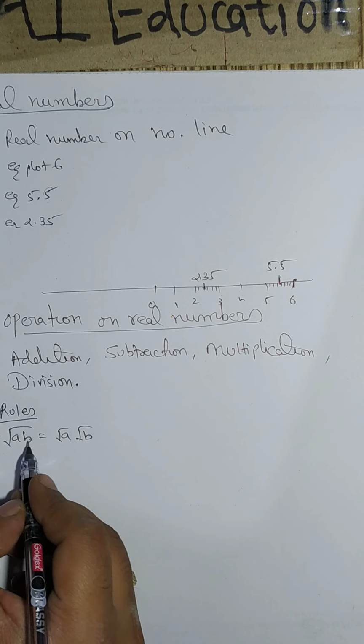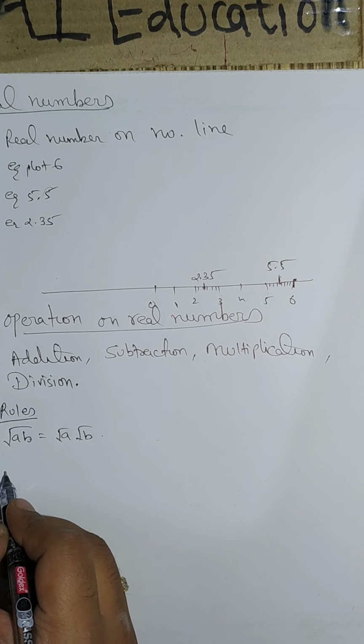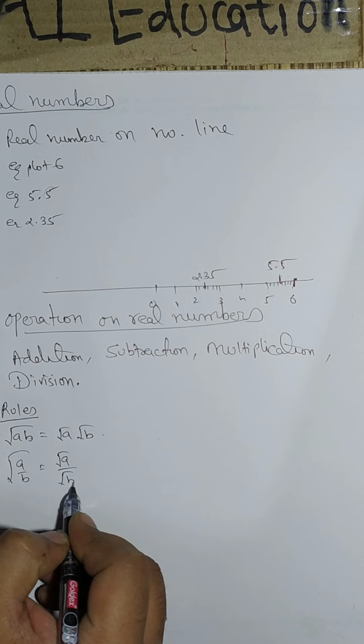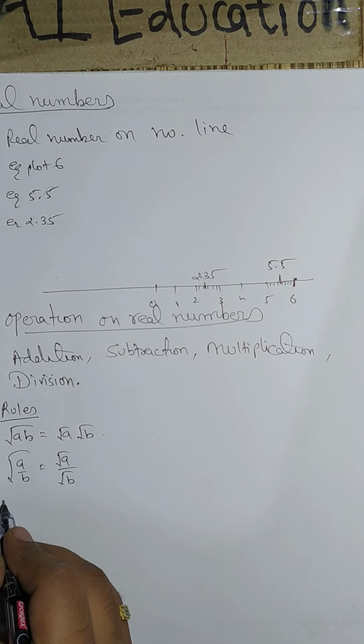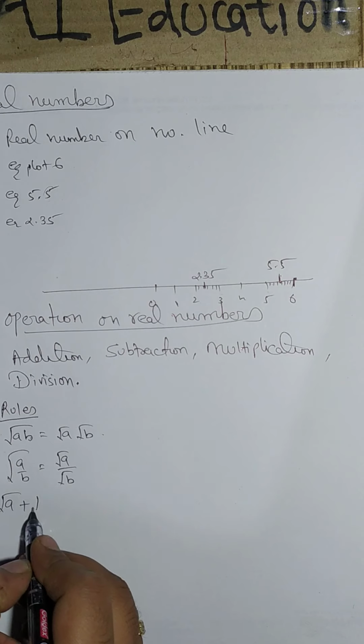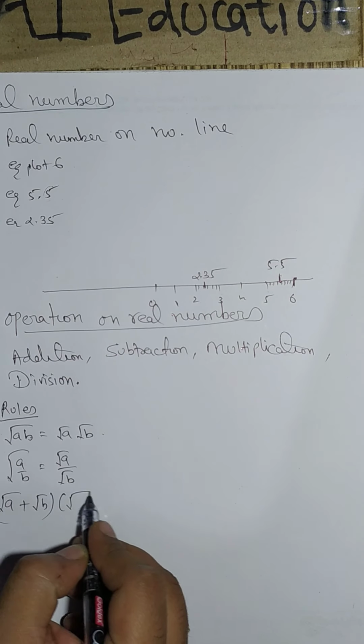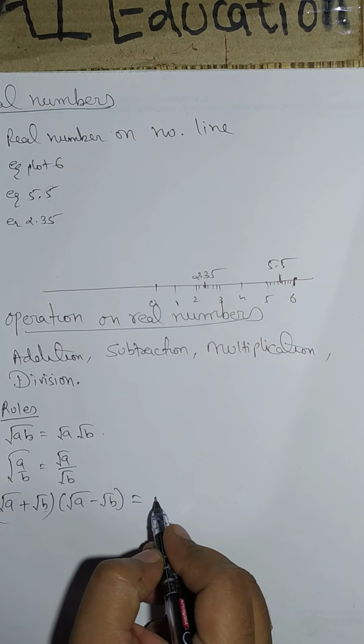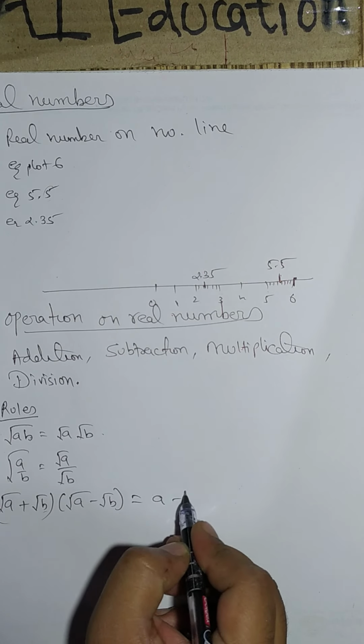Square root of a into b can be separately written as square root of a by b. Again it can be separately written as square root of a by square root of b. Square root of a plus square root of b, into square root of a minus square root of b, is like a plus b into a minus b, which can be written as a square minus b square.